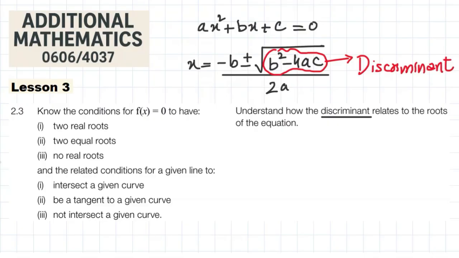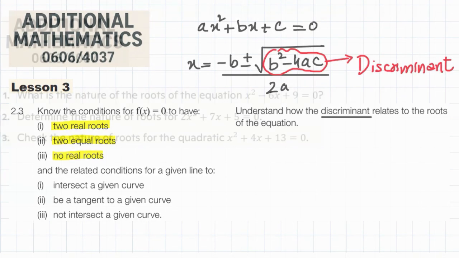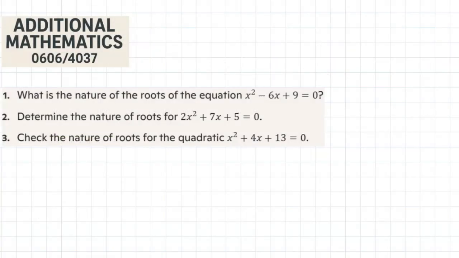Know the conditions for f(x) equals 0 to have either two real roots, two equal roots, or no real roots, right? I'll talk about the rest of the things in the later part of the video. Okay, let's dive into these three examples. How do we find the nature of roots? By nature of roots, we mean either they are both equal, both distinct, or imaginary or complex.